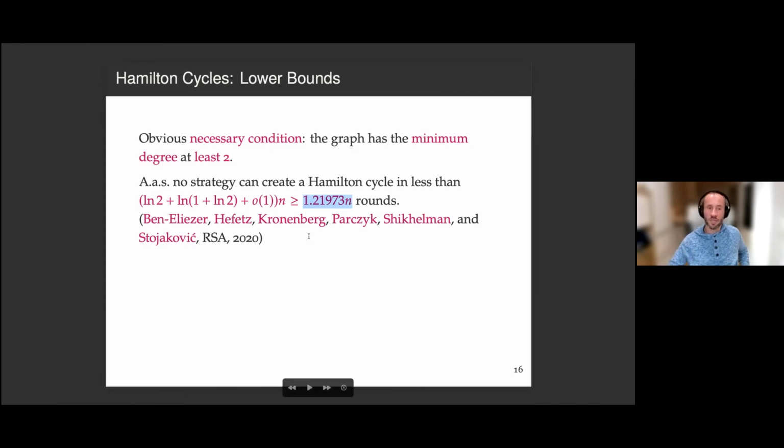So first of all, you kill isolated vertices, and that will take you log n times n steps roughly. And then once you kill all isolated nodes, you kill all the nodes greedily with degree 1, and that will take you another log 1 plus log 2 rounds, and in total, that's how much you need. So this is the lower bound using this min degree 2 argument.